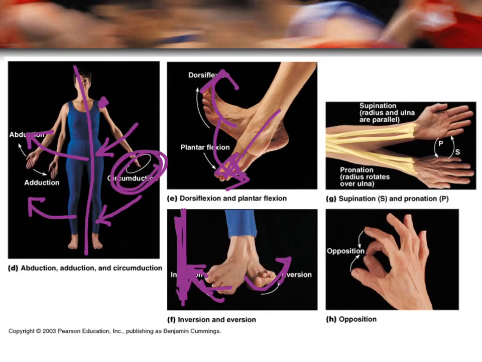And then supination is when you bring your palm up, and then when you rotate it back down, that is pronation. And then opposition is making that O symbol with the thumb and the index finger.